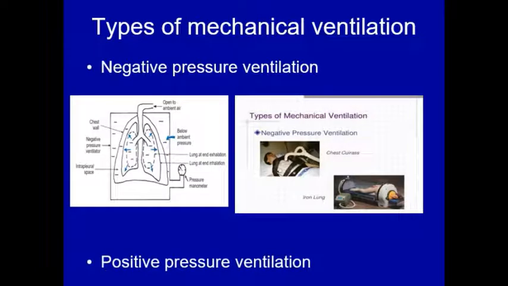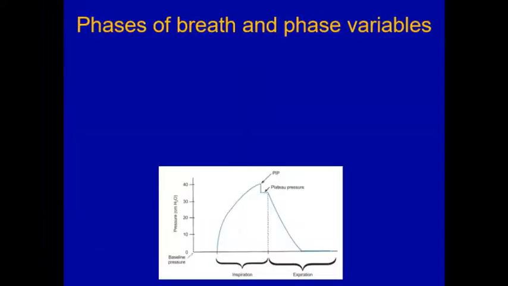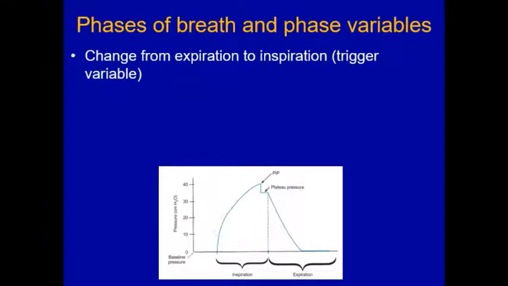So now what we are using is the positive pressure ventilation. In case of positive pressure ventilation, we have got these phases of breath and the phase variables. In the beginning, what happens is the changeover from expiration to inspiration. This is called the trigger variable. Then we have got the inspiration, that is the inspiration and the inspiratory hold. So this is the second phase of breath.